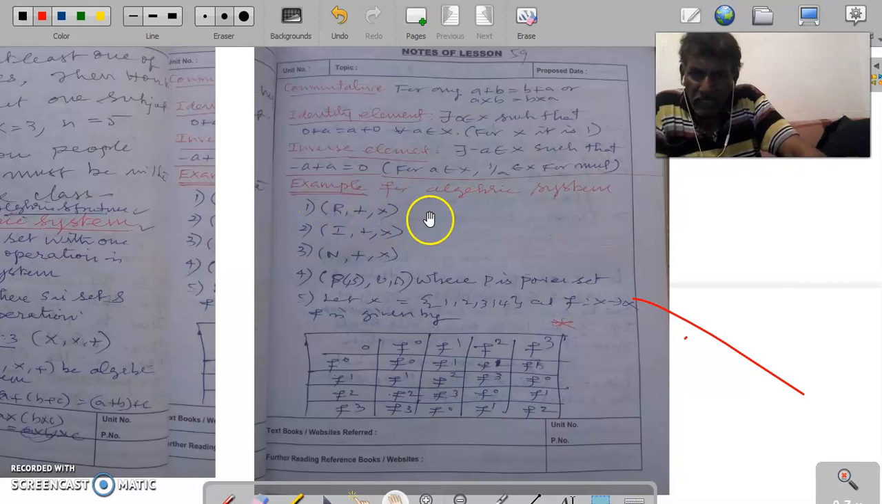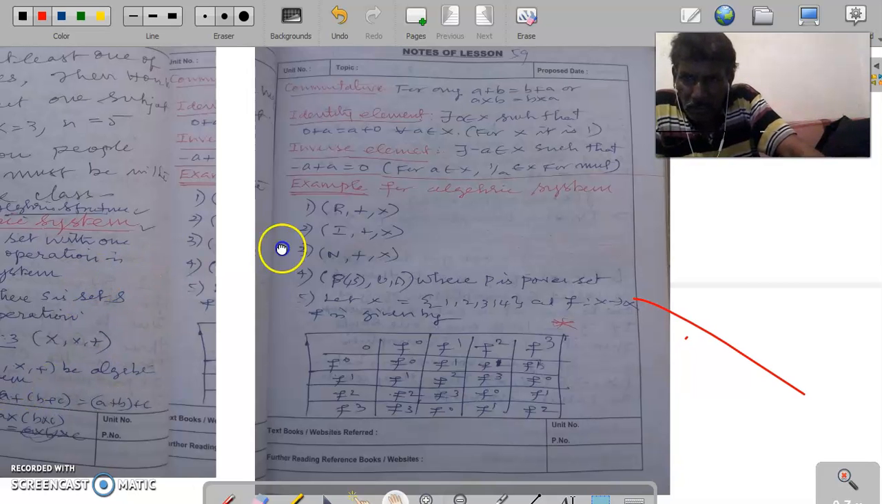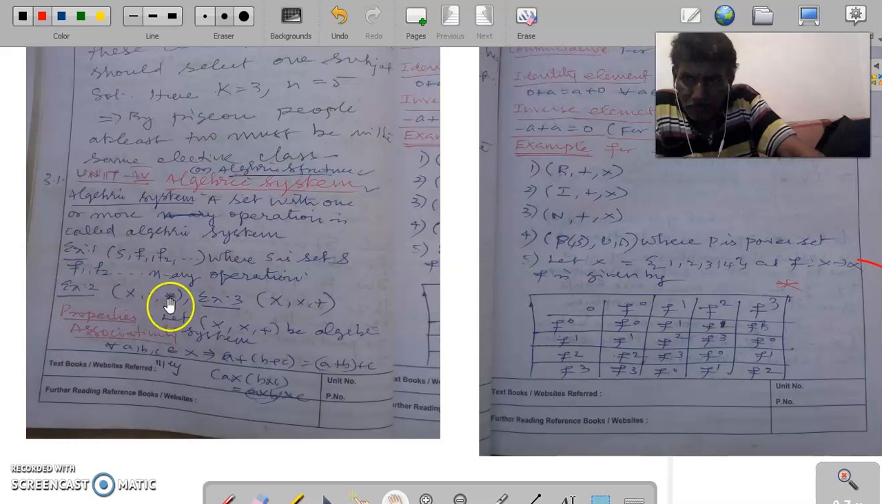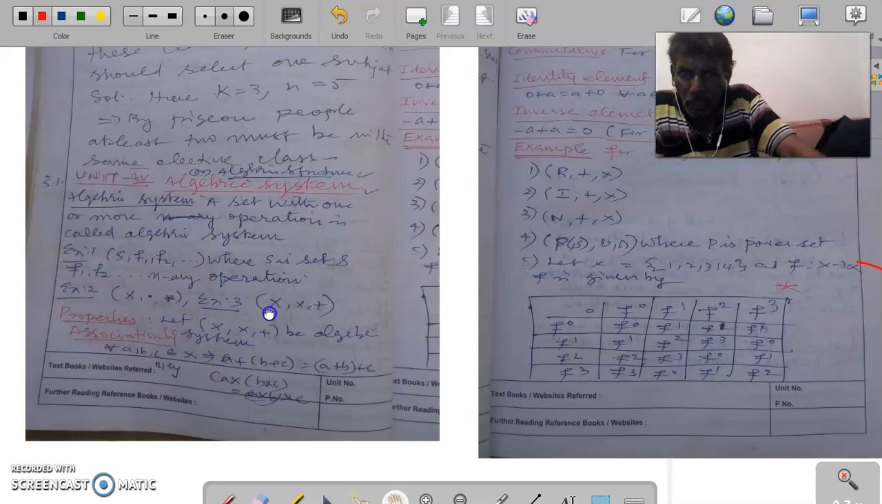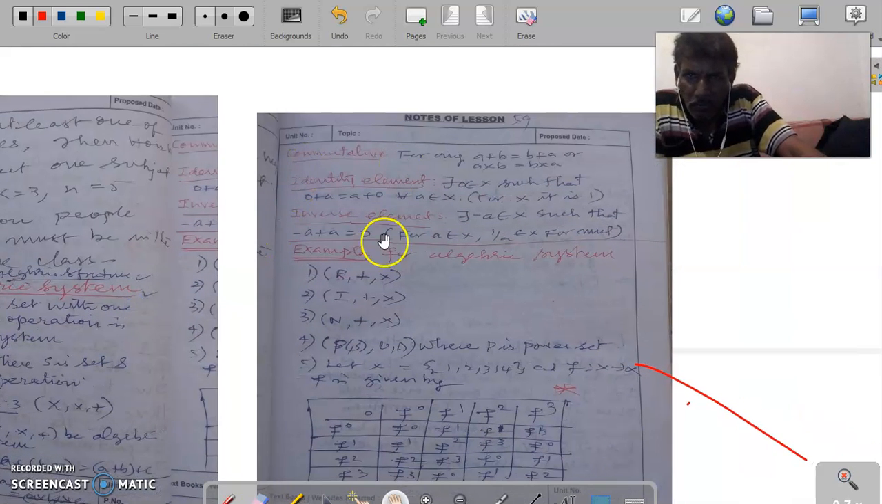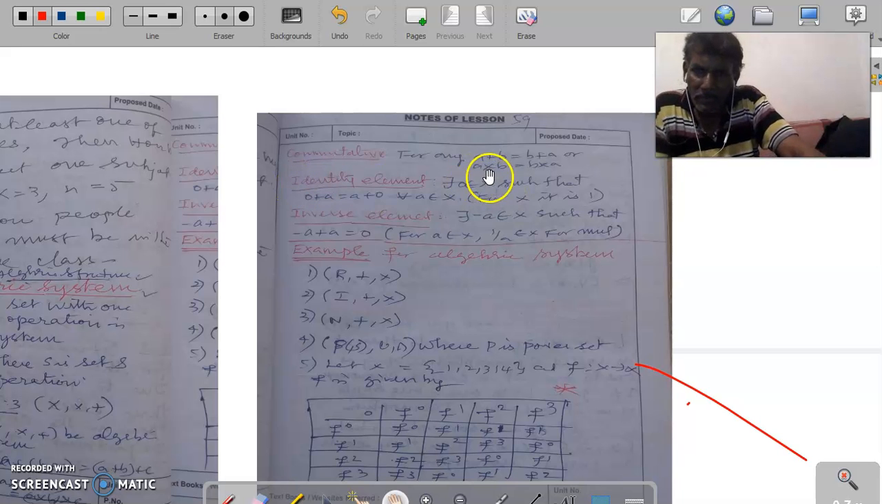Now, totally how many properties are there? We studied here the associative property, commutative property, identity property, and inverse property. So these are some of the important properties of an algebraic structure.